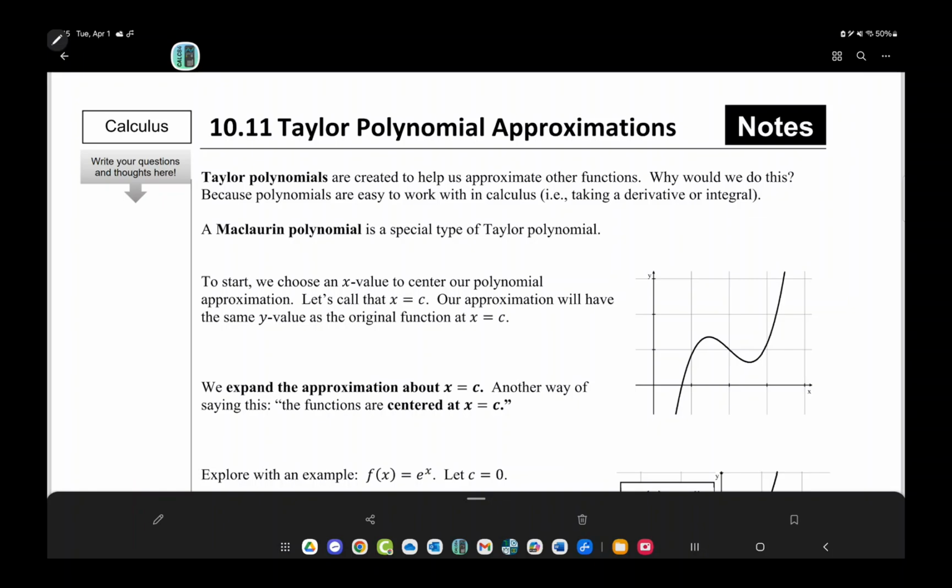Now, a Maclaurin polynomial is just a specific type of polynomial. We'll talk more about that in a moment. But if you hear a Maclaurin polynomial, you will say this is just a very specific Taylor polynomial.